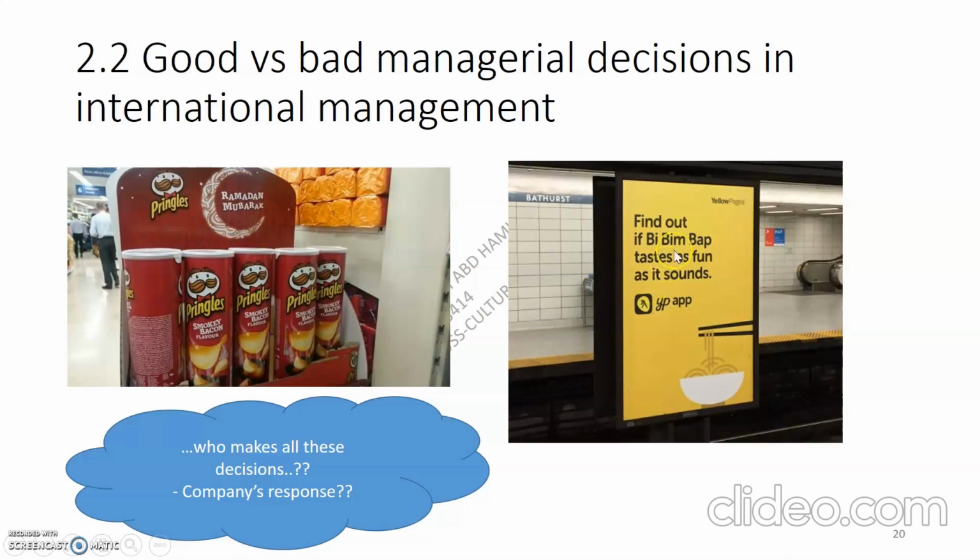Next, find out if bibimbap tastes as good as it sounds. This seems fine. Bibimbap is a Korean dish. What is wrong with this picture? Bibimbap is a rice dish, not a noodle dish like what is pictured in this illustration. So it shows that this company didn't do its homework well. So the question goes to, who makes all these decisions and what are the company's responses once all these decisions have come out? Clearly it will have negative consequences.